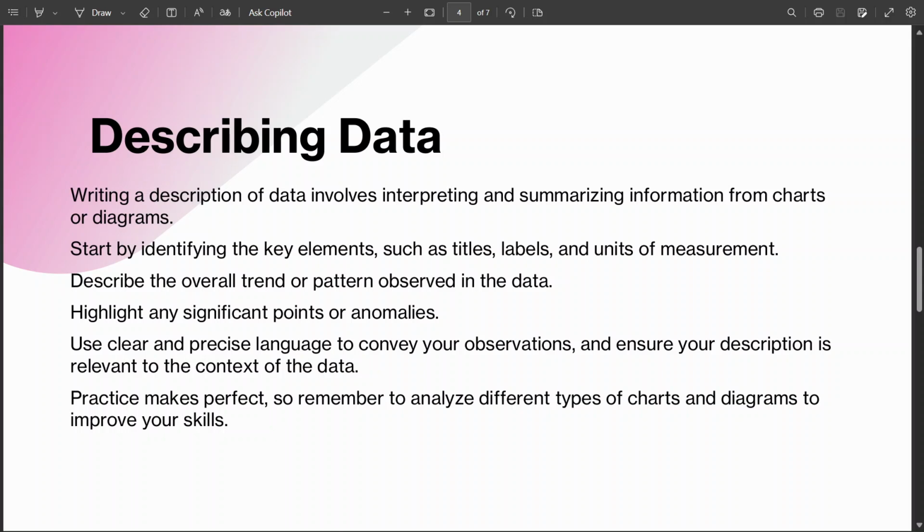Okay. So also use clear and concise, and of course precise language to convey your observations, and ensure that your description is relevant to the context of the data. Practice makes perfect. This is something that we mentioned at the beginning as well. Remember to analyze different types of charts and diagrams to improve your skills. If you don't do that, it's not going to help. So I do suggest describing different sorts of data from the different types of charts and diagrams we have available on the internet for free. So use them. It's really good.